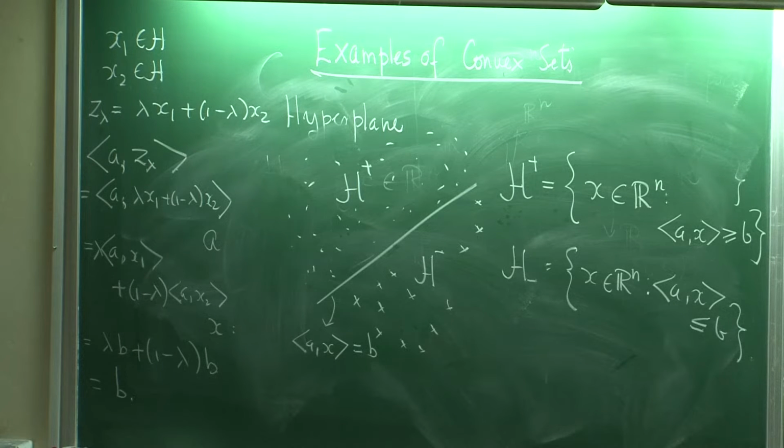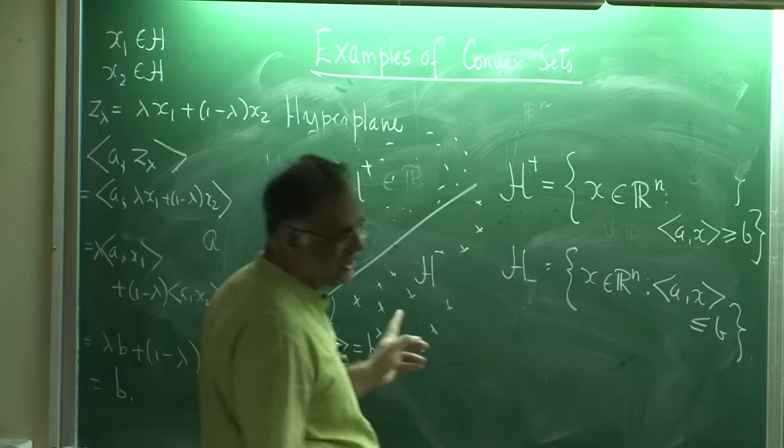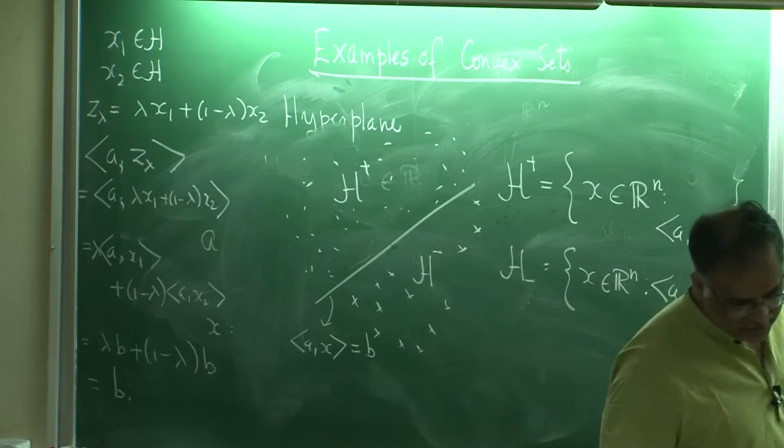These sets are convex sets, but remember these sets are not affine sets. Just think about what I have just written. These are convex sets, but these are not affine sets.